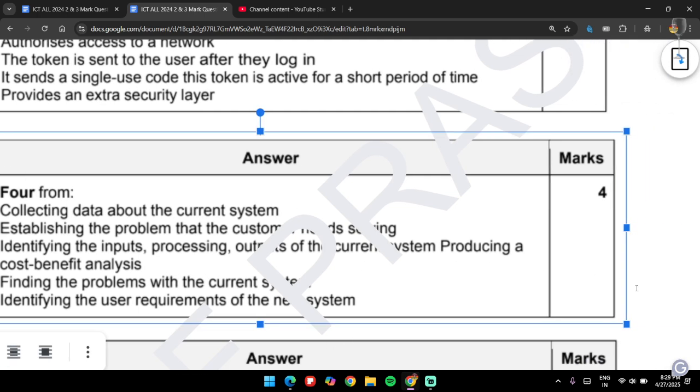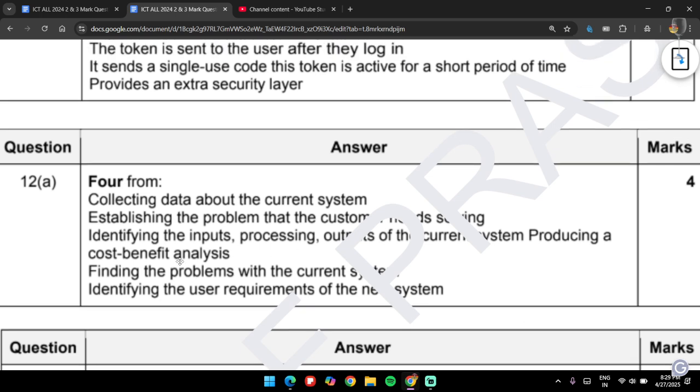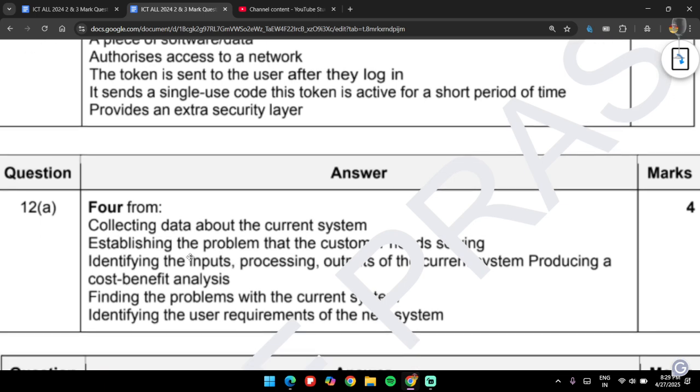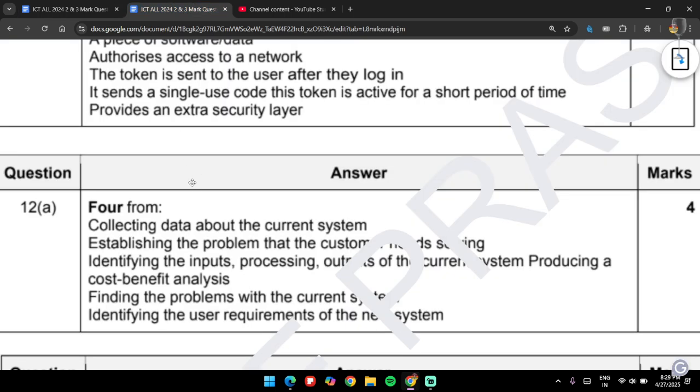Identifying the inputs, processes, and outputs of the current system, producing a cost benefit analysis, finding the problems, and identifying the user requirements. So, apart from identifying the hardware and software requirements, the analysis stage also collects whatever data is in the current system first, then finds the problems with the current system, and then what the user wants from the new system that you're going to create. So now you're analyzing all the data.